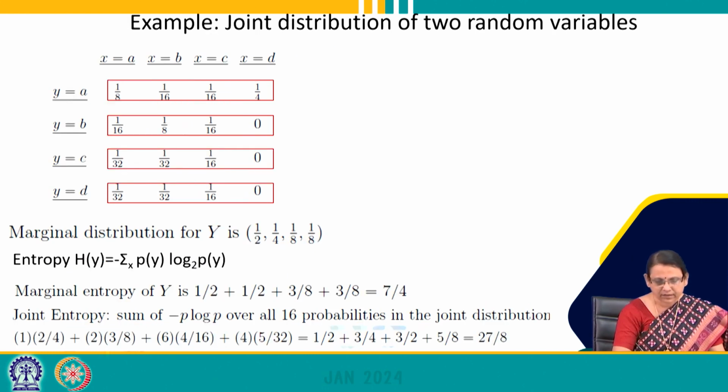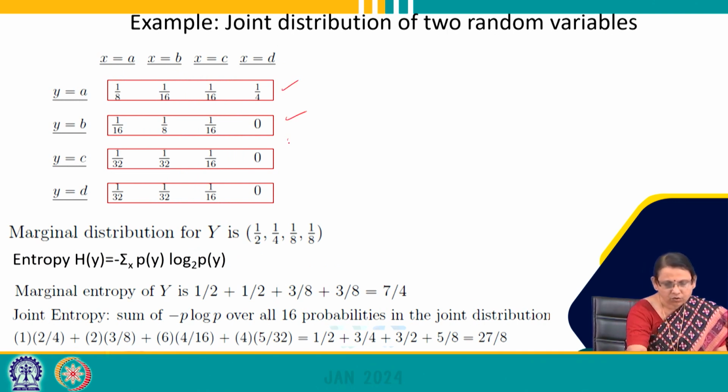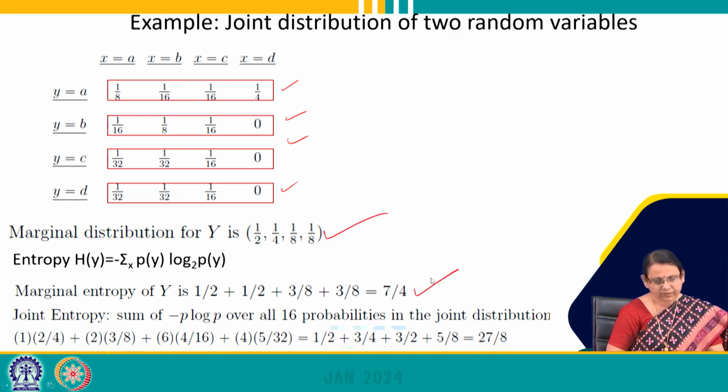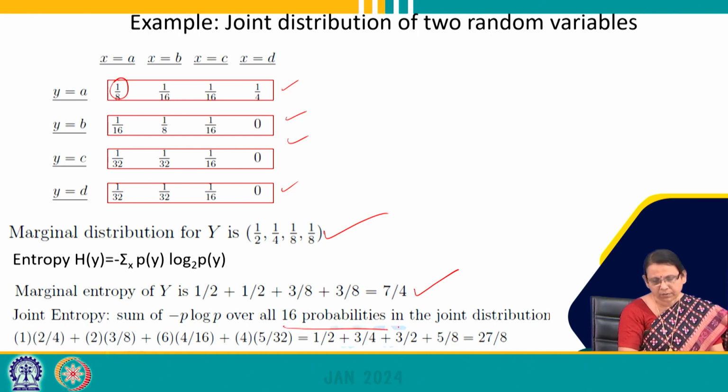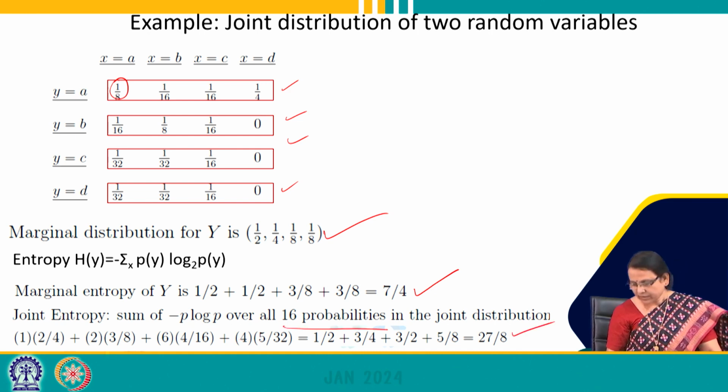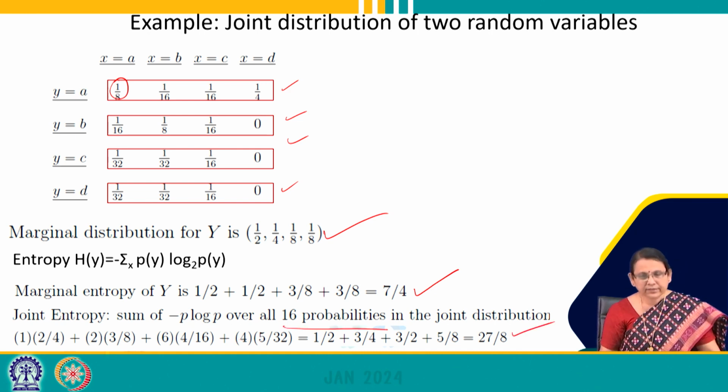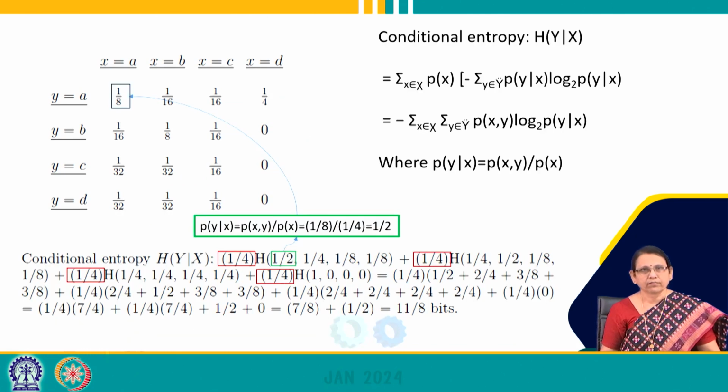In a similar manner, you can also find out the row-wise sum to get the marginal distribution for y and the marginal entropy for y. How do we get the joint entropy? To get the joint entropy, for the individual elements, you have to take the sum of p log p over all the 16 probabilities and you get this value. You can try this by yourself.